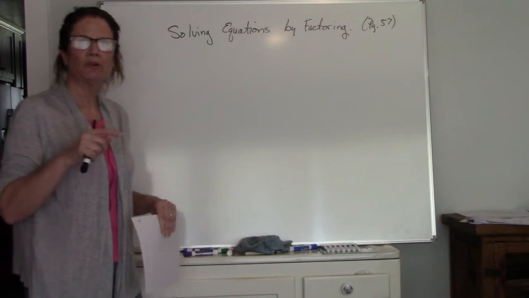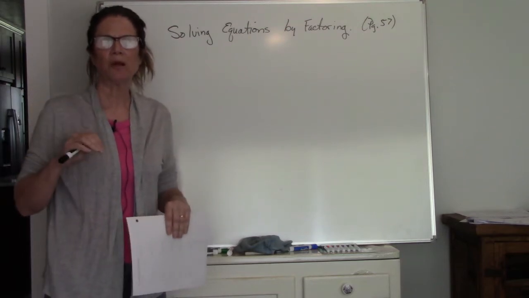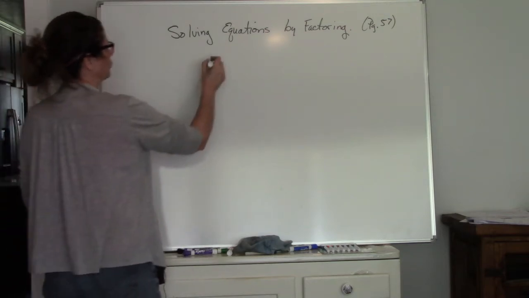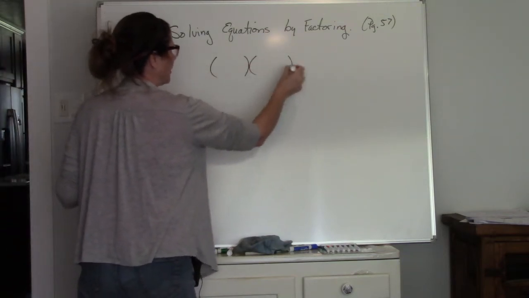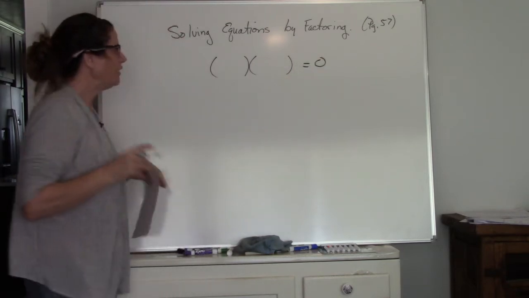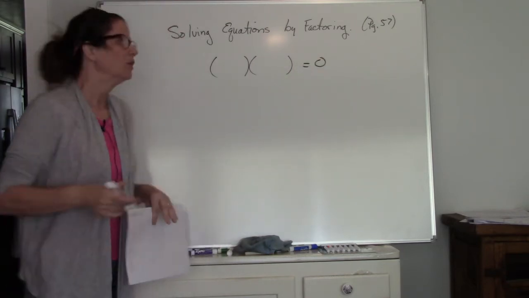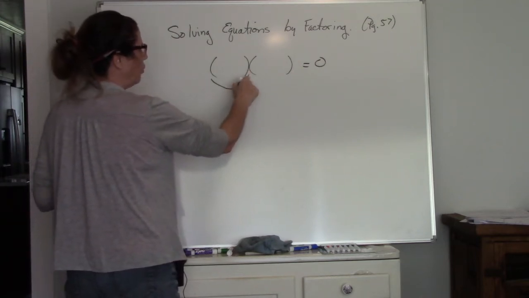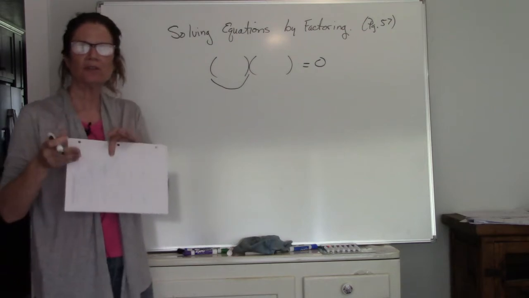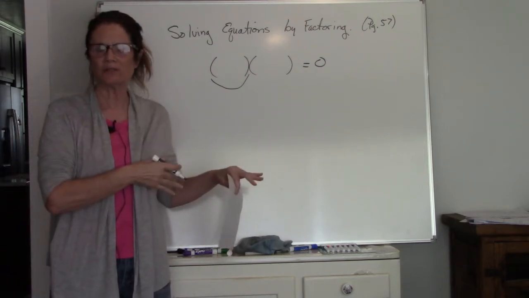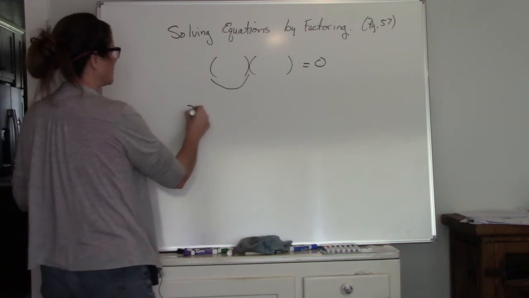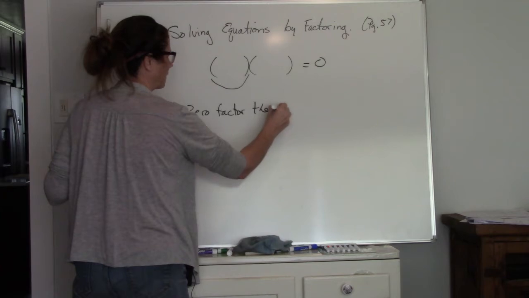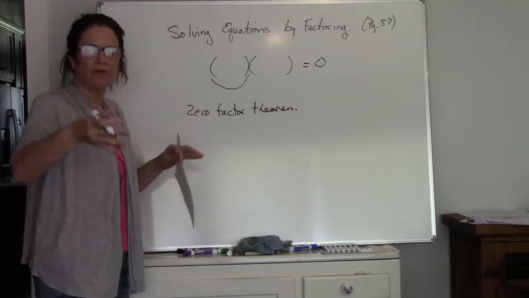So one thing before we get into the actual types of problems, just a reminder, is when you have 2 things that you're multiplying together, and I have them where they equal 0, well, the idea is either this one has to be 0 or this one has to be 0, because 0 times something is always 0. So this is called the zero factor theorem. So what that means is one of them has to be 0.